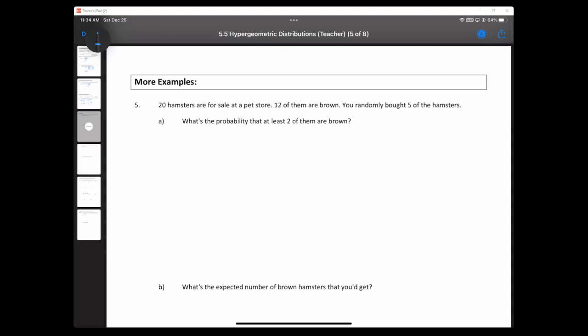20 hamsters are for sale at a pet store. 12 of them are brown. You randomly buy 5 of the hamsters, just in case you want 5 hamsters. What is the probability that at least 2 of them are brown? So we're looking for the probability that we have 2 or more brown. Brown is greater than or equal to 2. Again, with 5 hamsters, we could do the probability of 2, 3, 4, and 5 and do 4 calculations. Or we can say that's equal to 100% minus the probability of 0 brown minus the probability of 1 brown.